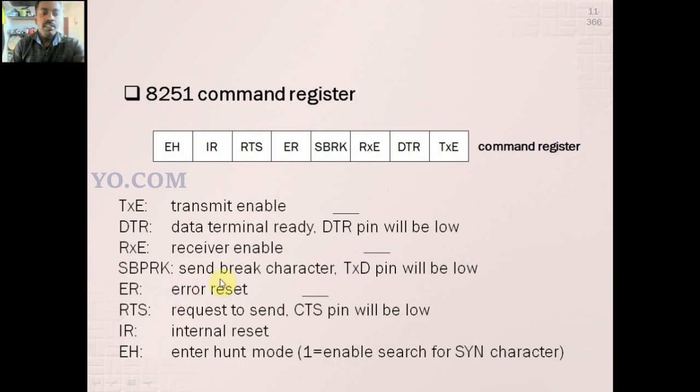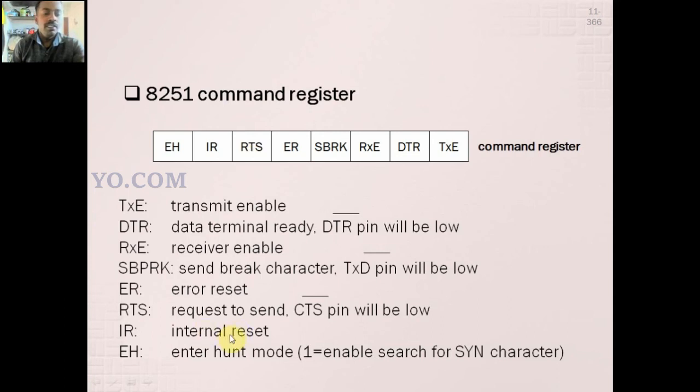Then ER means error reset. If it is 1, it means the error is reset. If it is 0, it means the error is not reset. Then RTS, request to send. Okay, so when will it work? When the CTS pin is low, or the CTS is enabled, at that time the request to send is considered. If it is 1, the request to send is enabled. If it is 0, it is disabled.